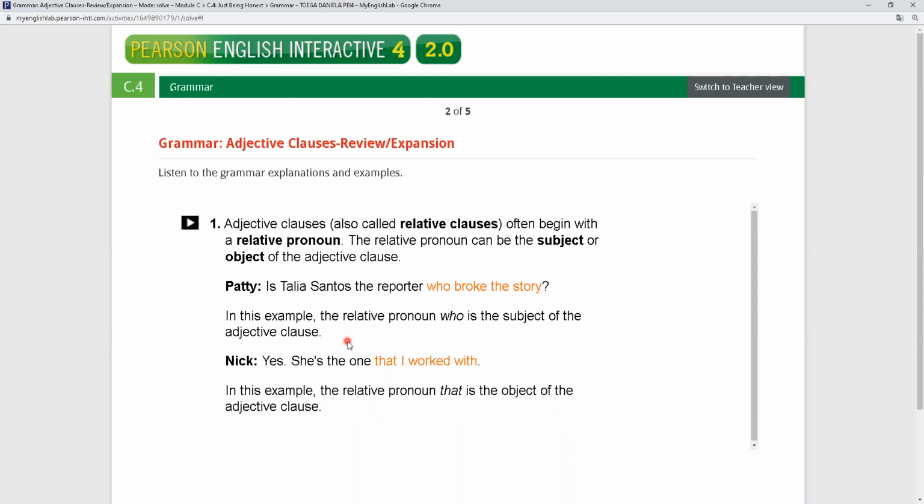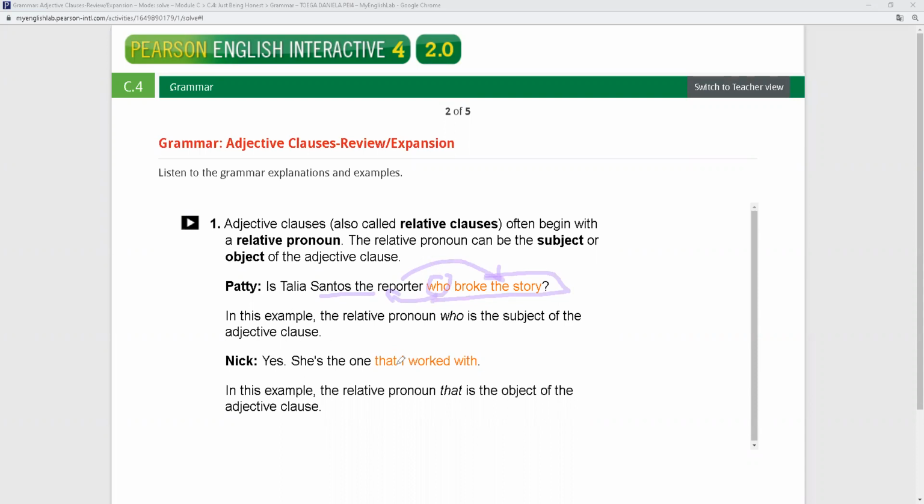All right, so it is called relative clauses, right? We know that we're going to start with a relative pronoun, and then this is the adjective clause to give us more information about the noun. Okay, in this case, Talia Santos the reporter, so we're using who because we're talking about the person, Talia Santos. And in this other part, the adjective clause, in this whole part, they're trying to give us more information about Talia Santos.